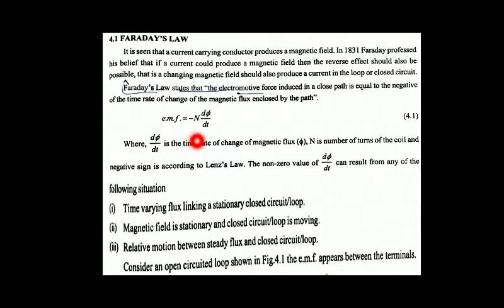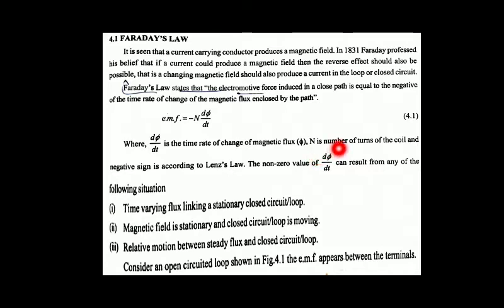dt. Okay, where phi is the magnetic flux. So d phi by dt is the time rate of change of magnetic flux. N is the number of turns of the coil, and the negative sign is according to Lenz's law. Okay. The non-zero value of d phi by dt can result from any of the following situations. So here, in three types of situations the electromotive force can be generated.